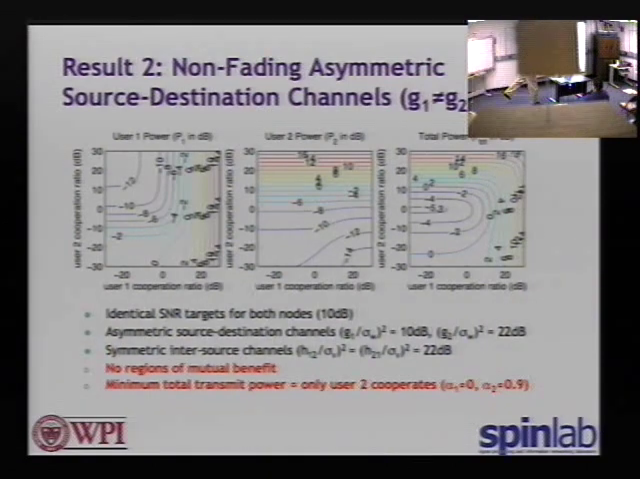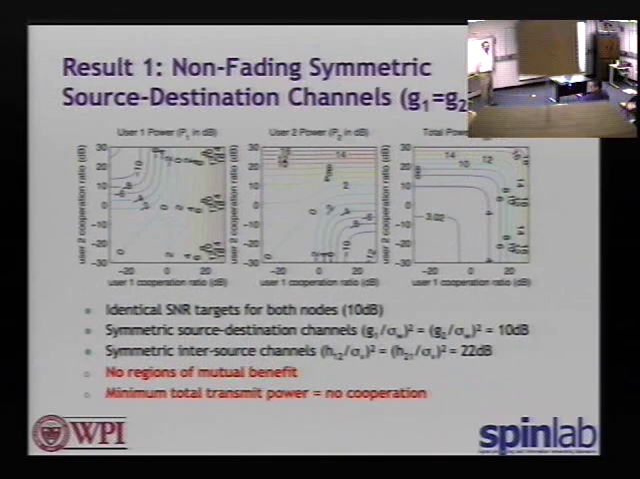Go back one slide, yes. Since both the gains are equal, okay, so there was no region where you got this negative value in the total power graph, right? Is that what you're saying? There's no region where I got negative. If you consider this point the place where there's no cooperation, the bottom left corner is where both cooperation ratios are very, very small, so there's really no cooperation going on here. There is no point in this entire plot where there's any gain in total power, no place that would give you less total power. So the conclusion in this slide is no cooperation.